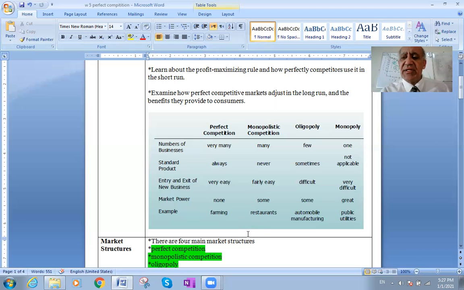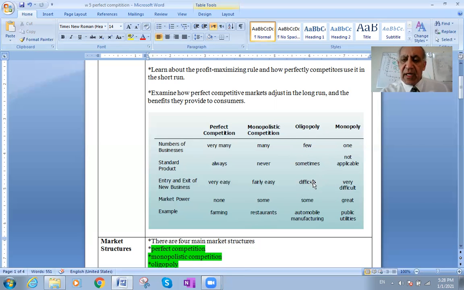Examples are a lot of things, like your cell phone, the restaurants, and some shops which have different types of products that satisfy the consumer differently.